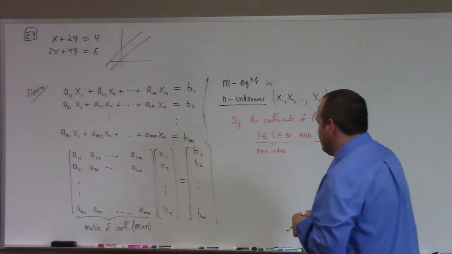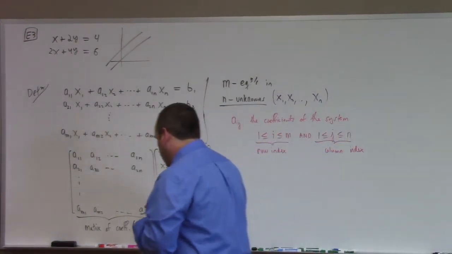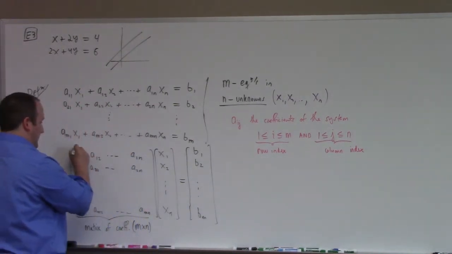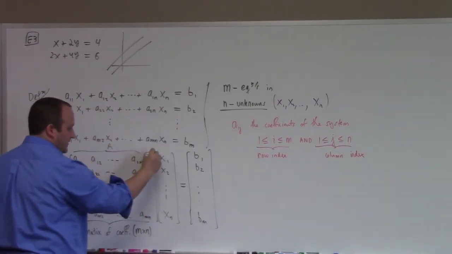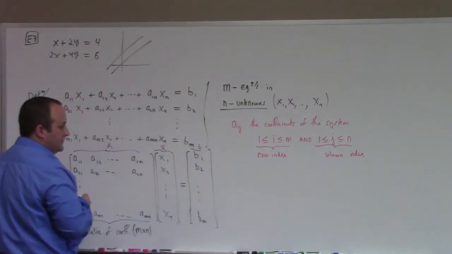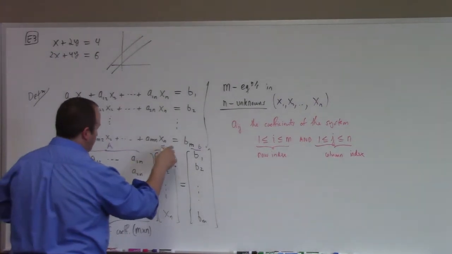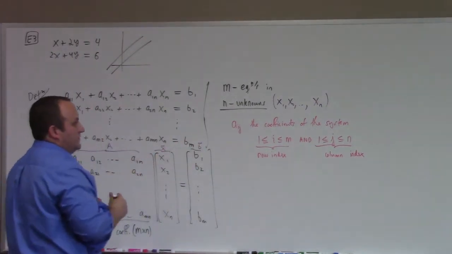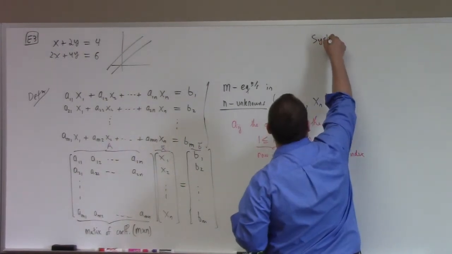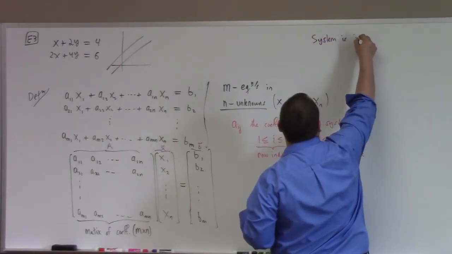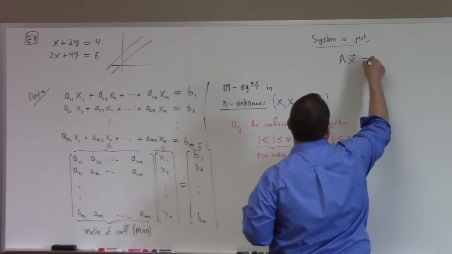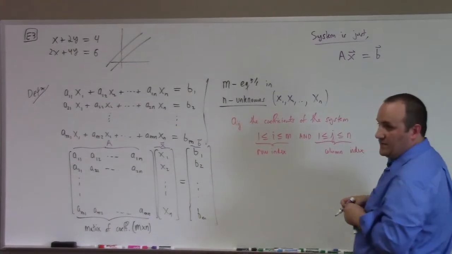So we need some language here. Let's denote this thing by capital A, and I'll denote this thing by vector x, and this I'll call just vector b. So in other words, the system is just Ax equals b if we write it in matrix vector notation.